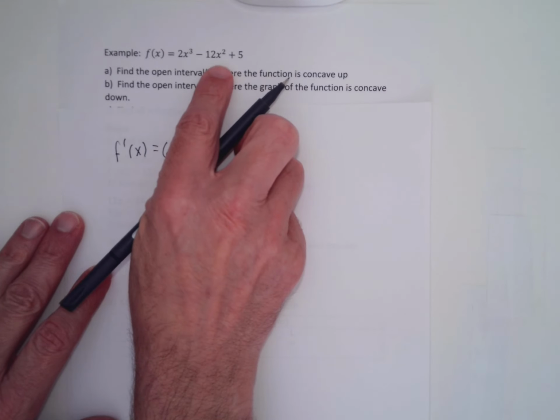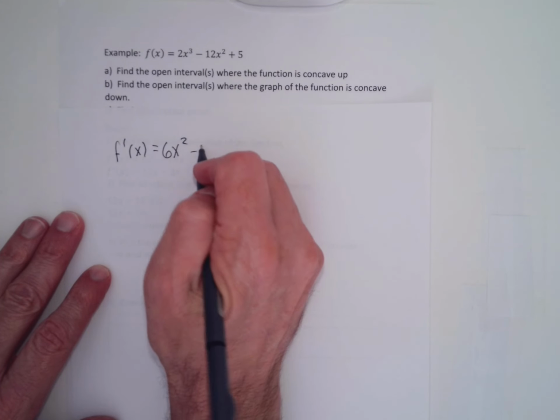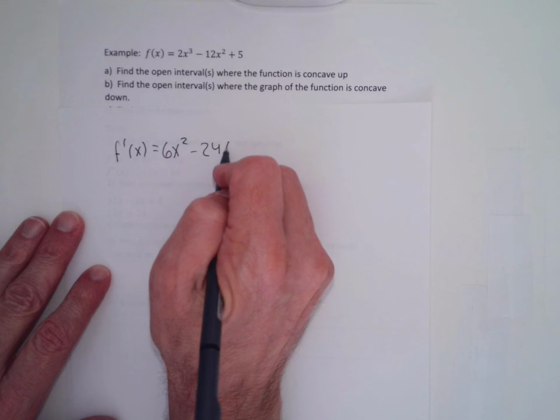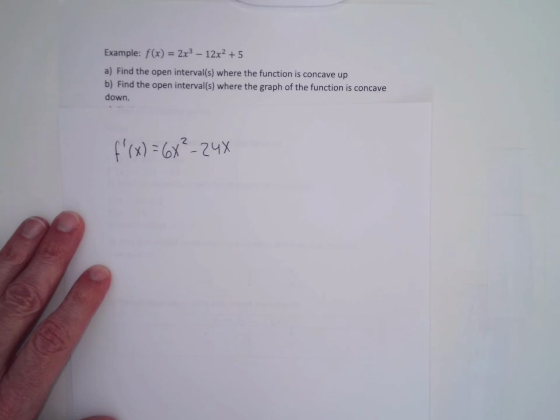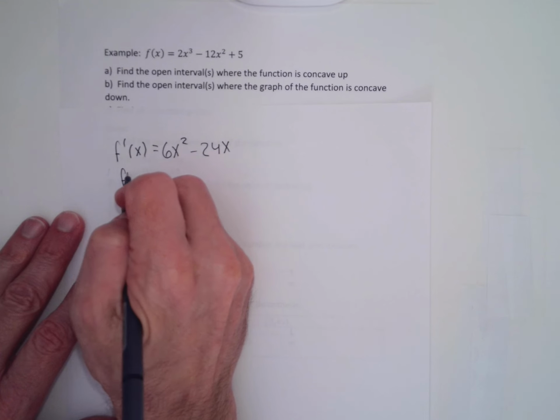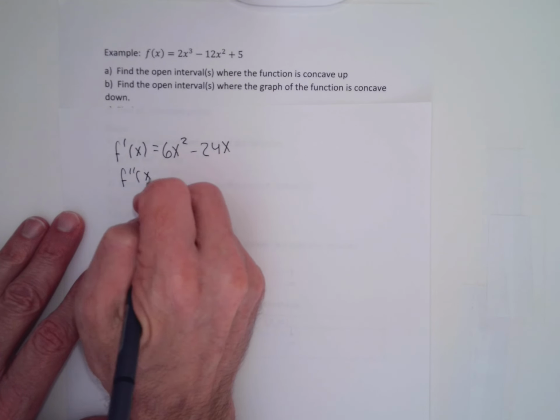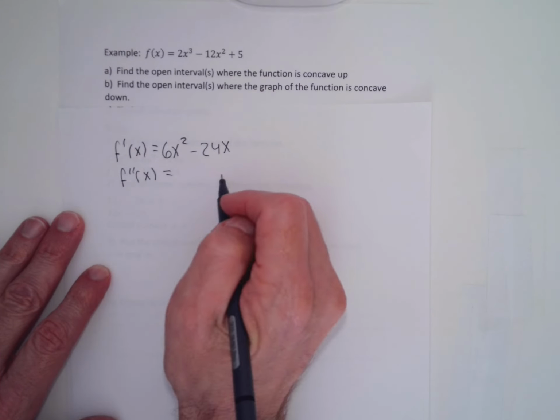The derivative of minus 12x squared is minus 24x. The derivative of plus 5 is 0. That would be useful for increasing and decreasing, not useful at all for concave up or concave down. So now I'm going to do the second derivative.